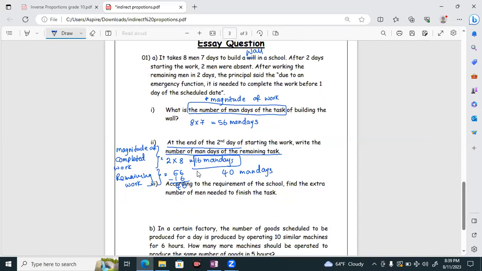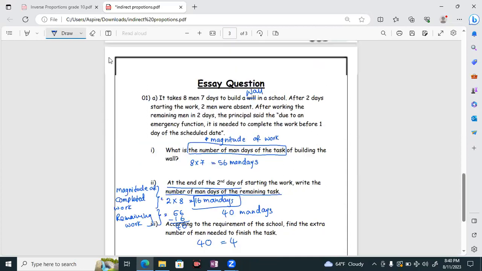Then after 2 days, 2 men were absent. What has happened to the two men? They are absent. They are not coming. According to the requirement of the school, find the extra number of men needed to finish the task. Now they need to complete the task one day before the scheduled date. It takes 7 days. Now 2 days have been completed, then 5 days remain, but we have to complete this within 4 days. Did you understand?